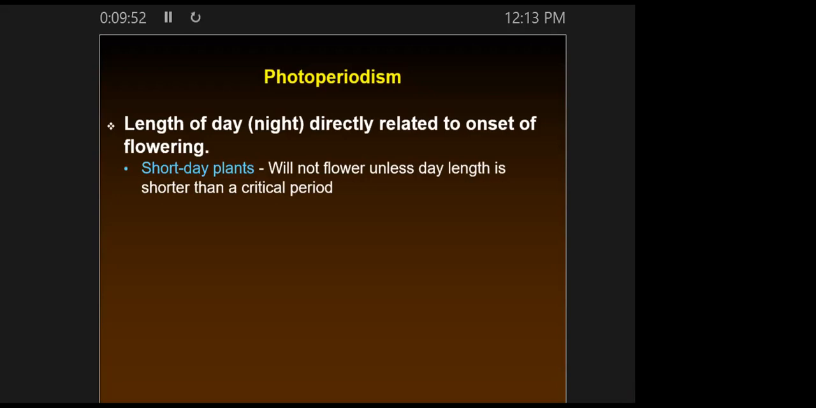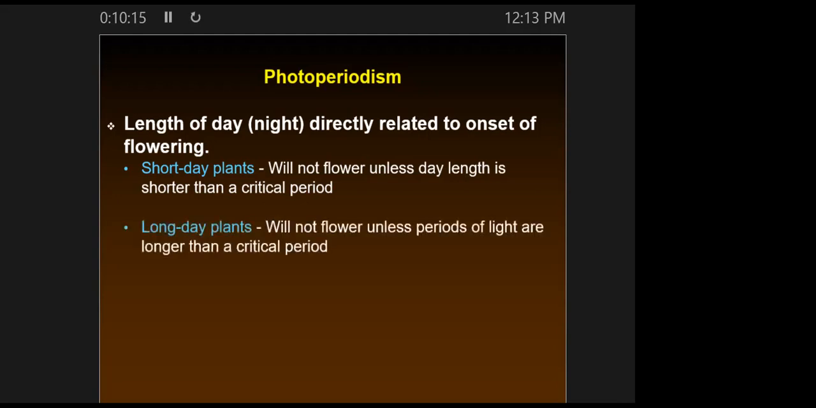So cannabis apparently is a short day plant, the hemp plant, Cannabis sativa as well. I have in the notes section poinsettias are short day plants. Strawberries. So this is something that you can usually look up and find pretty quickly what kind of plant you might have, the species. Long day plants, on the other hand, they're just the opposite. They're not going to flower unless the period of light is longer than some critical time period.